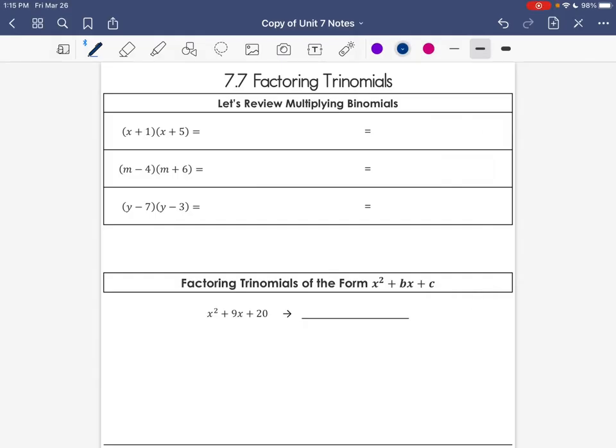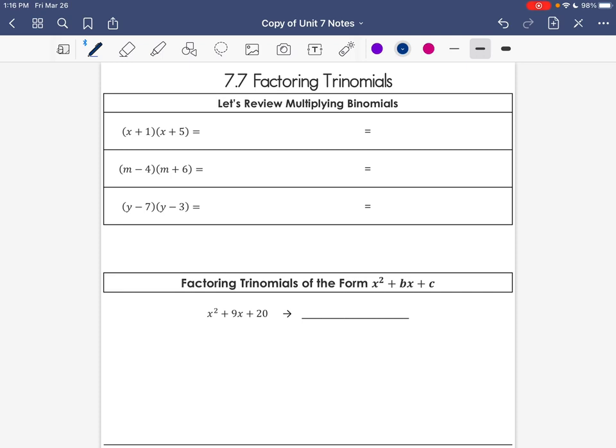All right, today we're going to talk about factoring trinomials. The first thing we're going to do is review multiplying binomials because factoring is going to undo that multiplication. So it's good to review that. Remember how we talked about that factoring was a form of division, so it's the opposite of multiplying. And it's going to look a little bit like factoring by grouping.